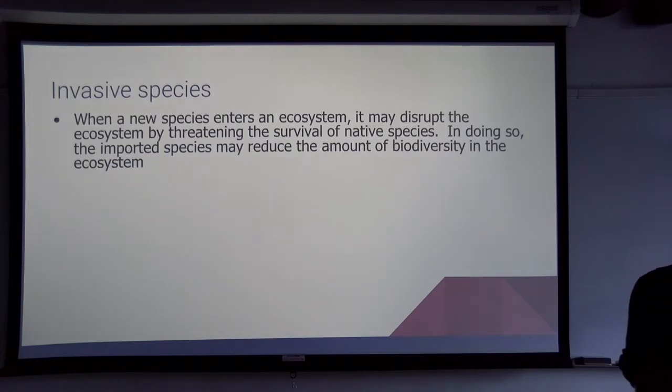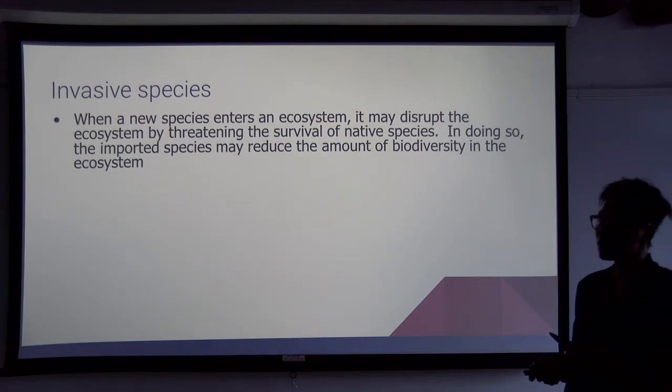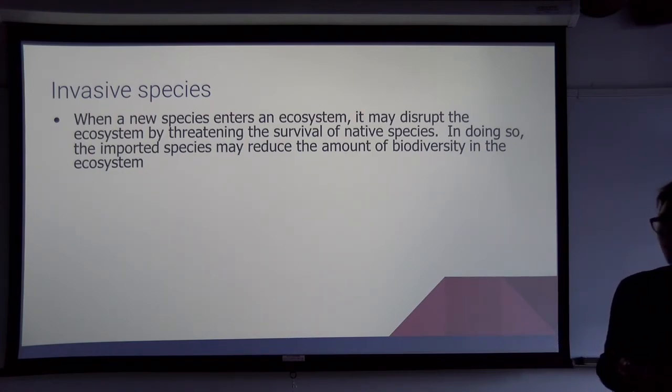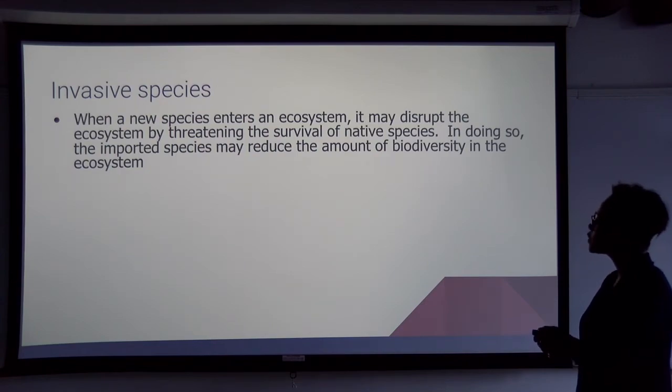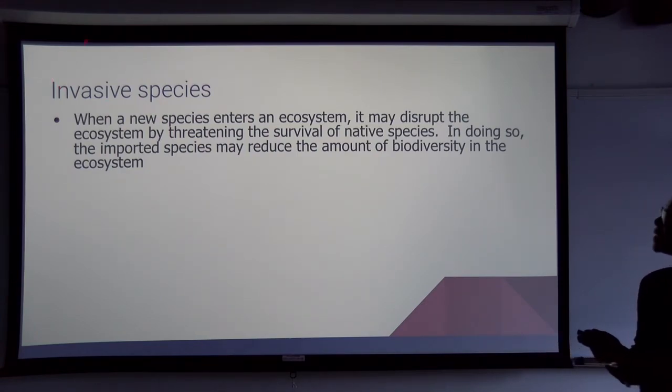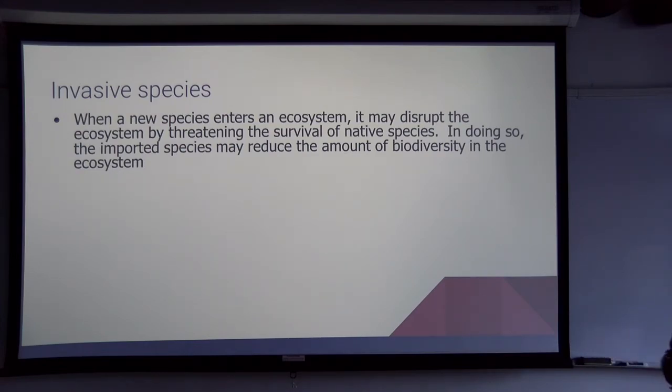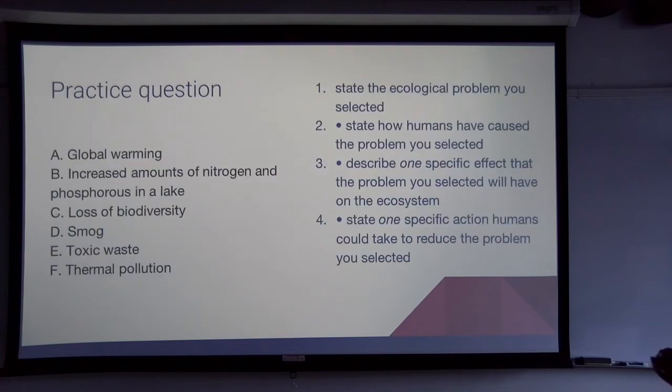So introducing that new species is referred to as a species that will come and take over because there's nothing to prevent it or stop it. Those are referred to as invasive species. It's when a new species enters the ecosystem and disrupts or threatens the survival of the native ones. In doing so, the imported species may reduce that biodiversity.